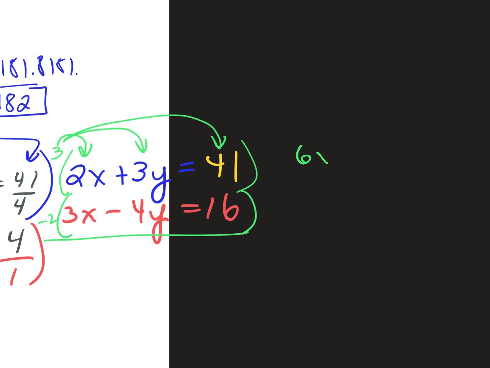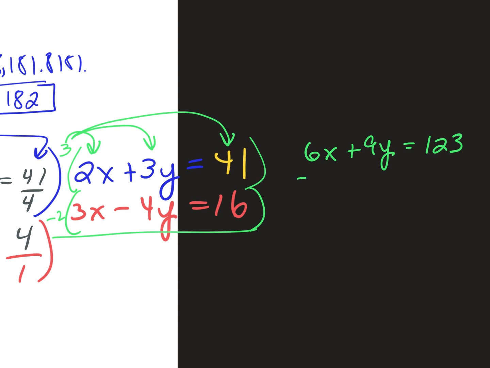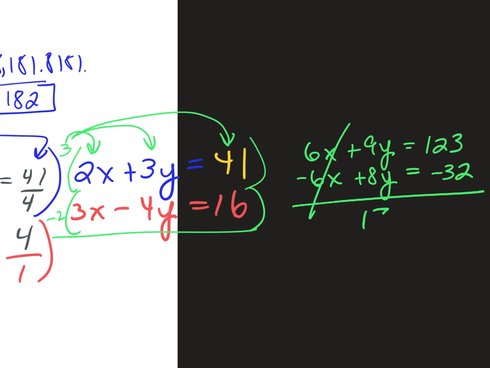So 3 times 2 would be 6x. 3 times 3 would be plus 9y. And then 3 times 41 is what? 123. Good. And then on the bottom, -2 times 3 is -6x. -2 times -4 is plus 8y. And then -2 times 16 is -32. So when we eliminate, guys, we add down. What happens with positive 6x and negative 6x? It cancels. What's 9 plus 8? 17y equals, what's 123 minus 32? Negative 90, or positive 91, my bad.